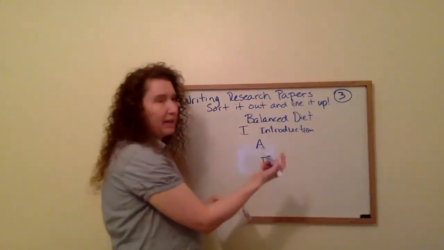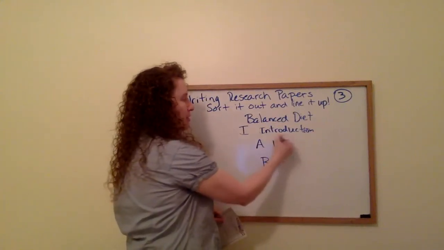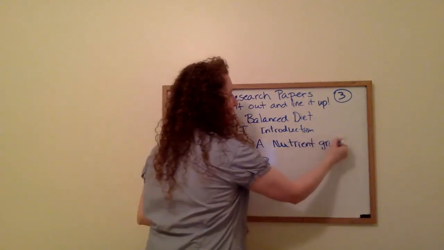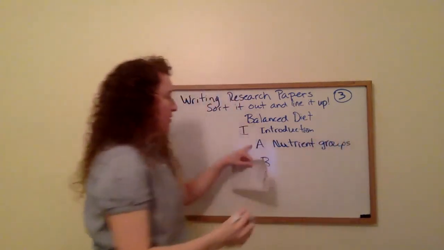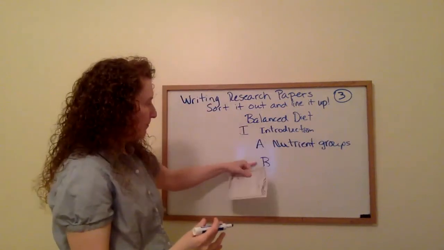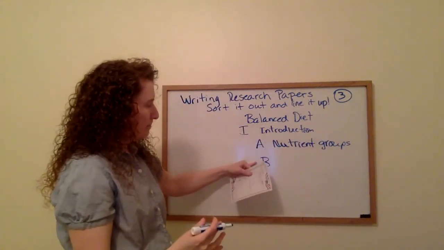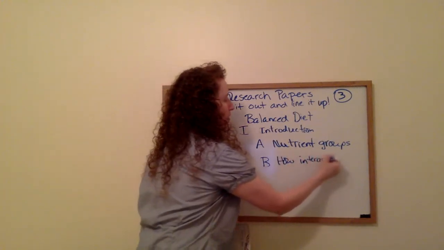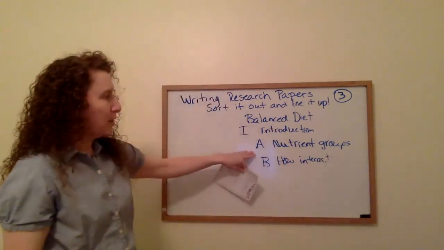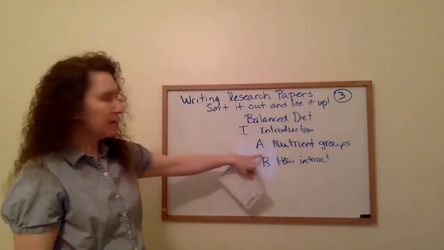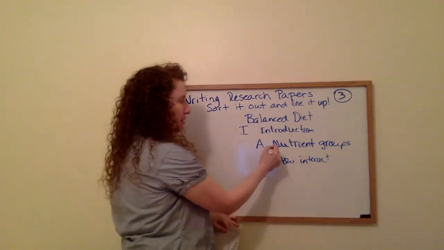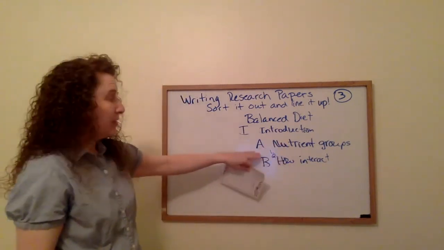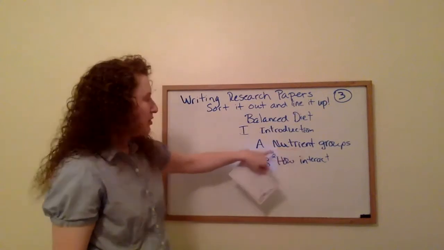So I'm going to say nutrient groups. And I'm going to talk about those, introduce them in the first paragraph, and then how they interact. I'm going to talk about how they interact also. Okay. And then if I wanted to, I could put more details underneath each one of these. It'd be like a 1 and a 2. If I put a 1, I have to have a 2. But I'm not going to, so you just keep going.